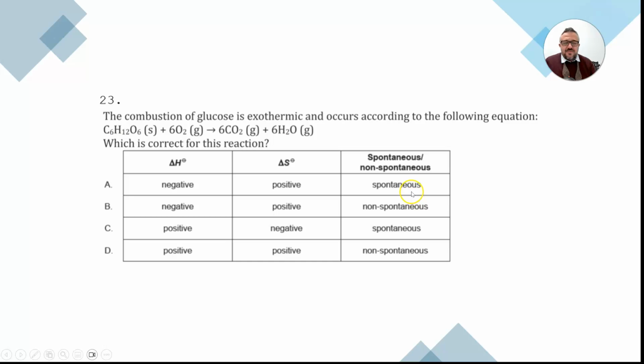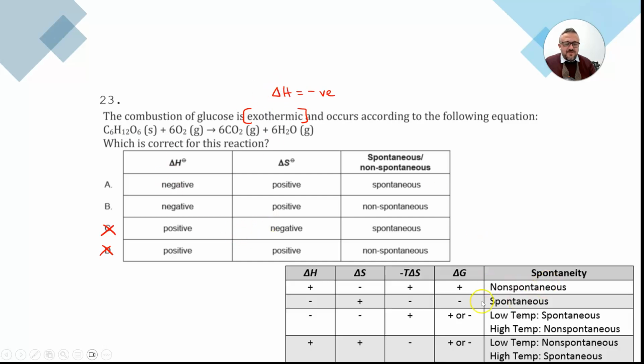Now, whether or not that makes it spontaneous is a tricky one. The trick I use is I always try and remember this table. Negative, so those two are out. So if we have a delta H that is positive and a negative entropy, it's non-spontaneous. If your delta H is negative and a positive entropy, it is spontaneous. And then we get involved in the low temperatures, high temperatures. But for us, we're looking at a negative enthalpy, positive entropy. Therefore, we're going to have a spontaneous reaction. And our answer is A.